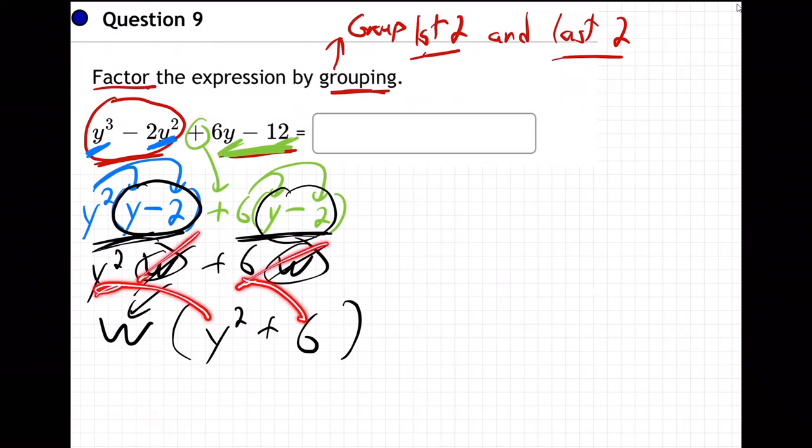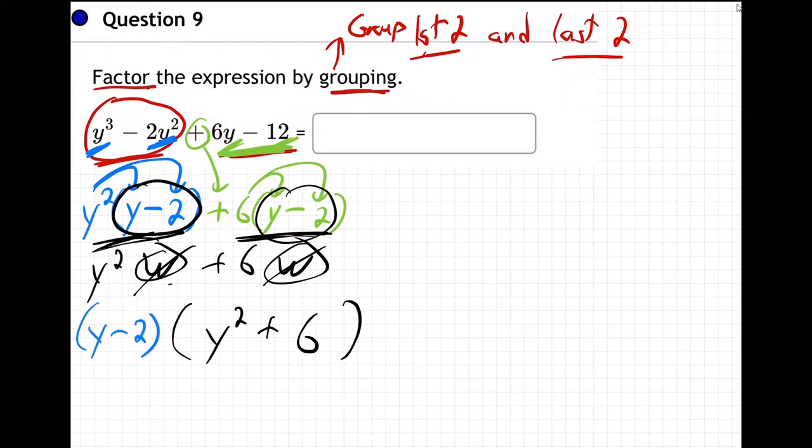You remove the common piece, put it in the front. What's left over? Y squared and 6. Do you see? Because that w could go boom and be right back, couldn't it? But instead of w, what do we really have in common? Parenthesis y minus 2. Let me make that a little bigger. Parenthesis y minus 2. And that's our answer.